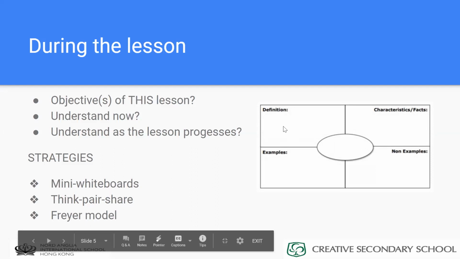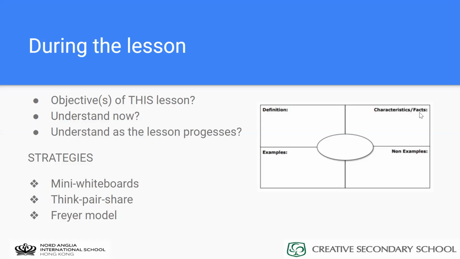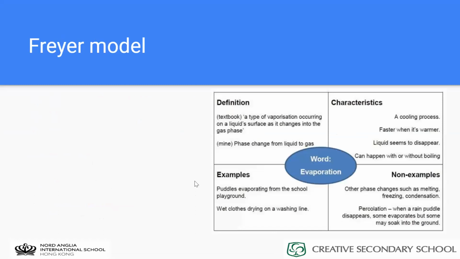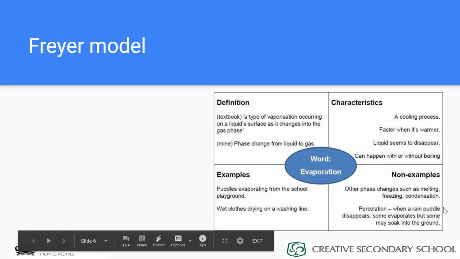So the Frayer model is based on defining something, having the characteristics and the facts, and the examples and the non-examples. So this is one from a science lesson. And so you can use that as a prompt.